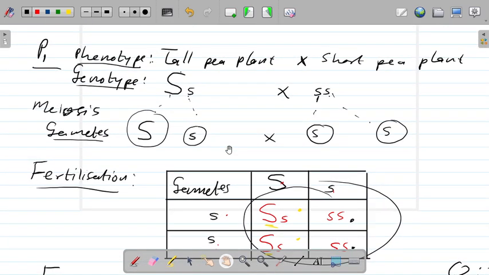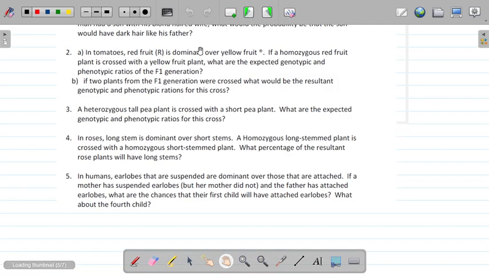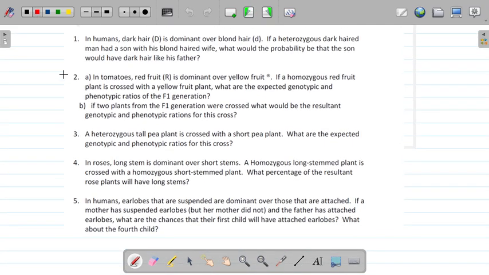Remember, all three monohybrid crosses are complete dominance. We'll get to do incomplete dominance and Mendel's laws in the next video. Should you have any questions, go ahead and use the comment section, and we'll get back to you in the next video. So just practice using number 2 and number 5.